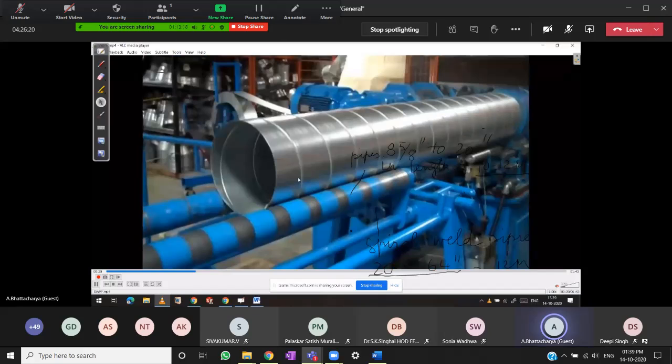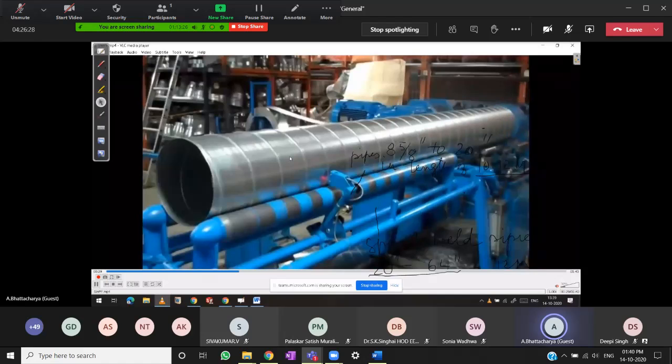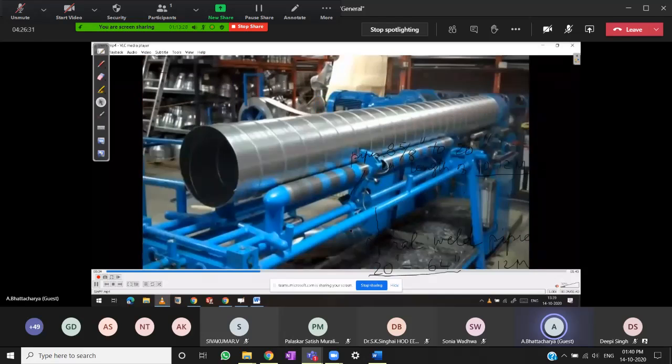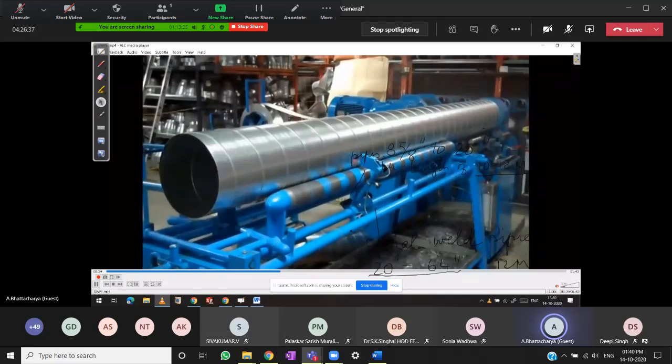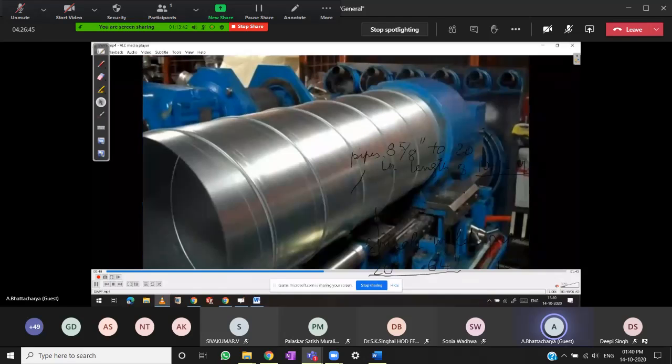Okay. So this is the feeding strip and this is the output pipe, and these are the joints. Now this is welding for steel. Okay. So the pipes are made. Okay. So this is another. So this is how spiral pipes are made. I am closing this video.